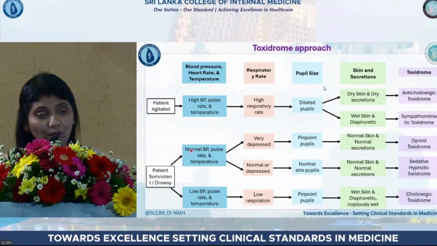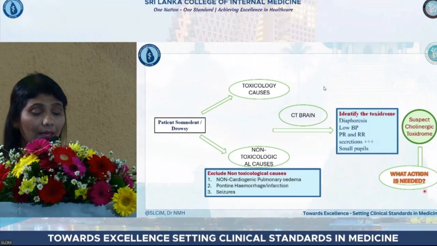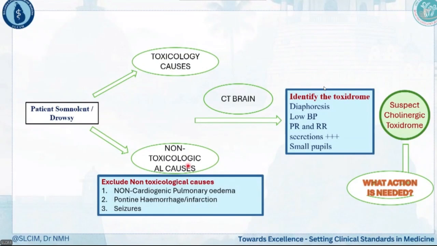Again, a patient is somnolent, drowsy, with low blood pressure, pulse rate and temperature, low respiration, also pinpoint pupils and wet skin. So the cholinergic toxidrome applies. And as I said earlier, there can be toxicological causes and non-toxicological causes in this case. So in this scenario, a CT brain is actually warranted. Okay, then you go for the analysis of the toxidrome, and then you suspect cholinergic toxidrome.